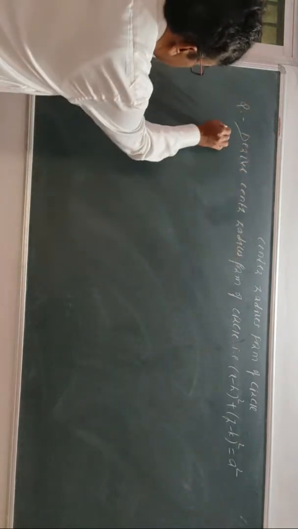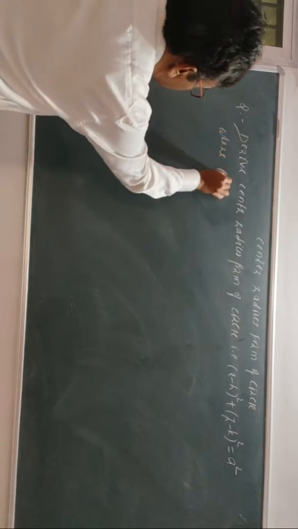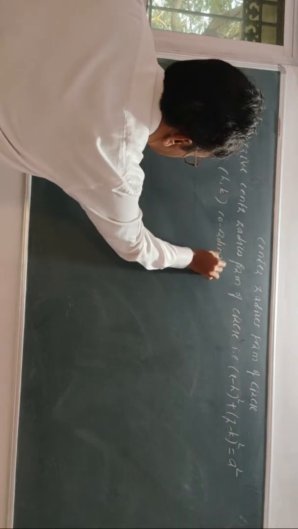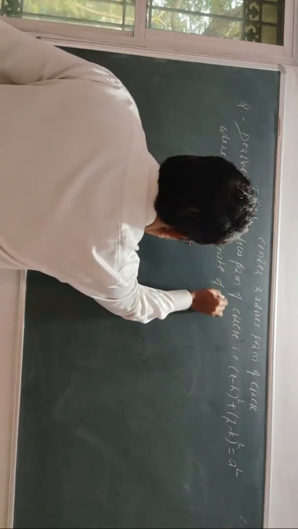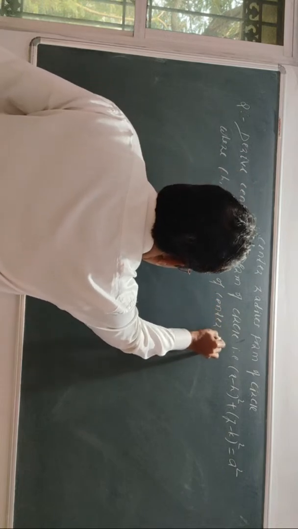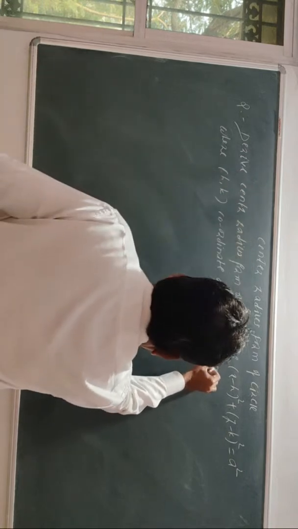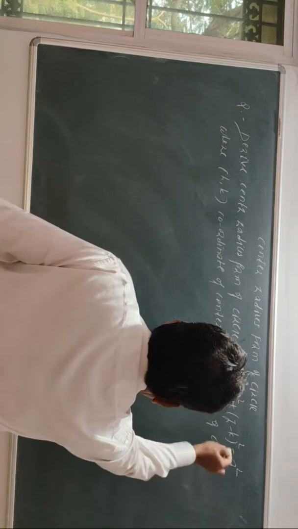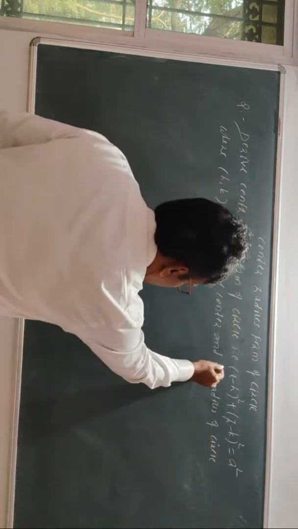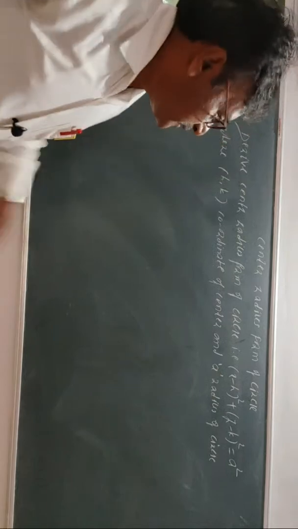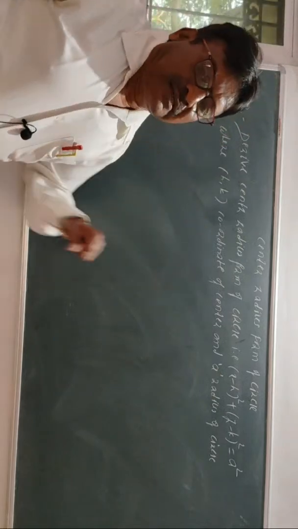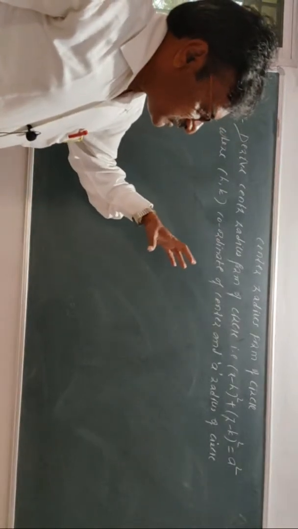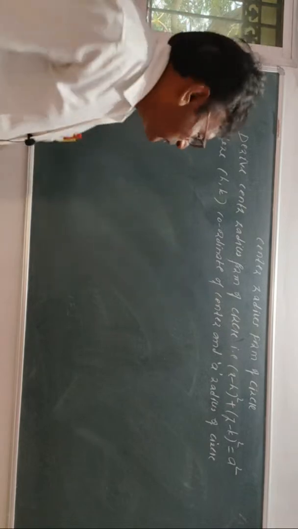Remember this, where (h, k) is the coordinate of center and a is the radius of circle. A is the radius of circle and (h, k) is the coordinate of center. So again we draw the figure. We draw the circle with center at (h, k) and the radius is a.